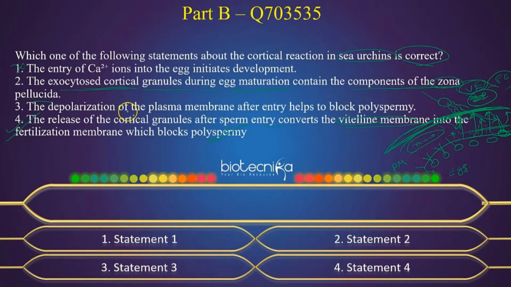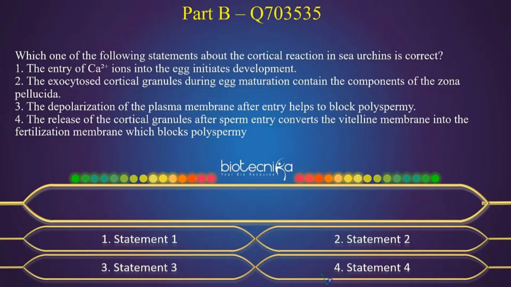Now the depolarization statement: the depolarization of the plasma membrane after entry helps to block the polyspermy. This sentence as such is correct, but the question is asking about cortical reaction. It is not asking about the fast block. This is a part of the block to polyspermy which happens immediately after fertilization, called the fast block. Fast block is achieved by depolarization, not by cortical reaction. Cortical reaction is a component of the slow block process, and since the question is about cortical reaction, this can be a trap question for some people.